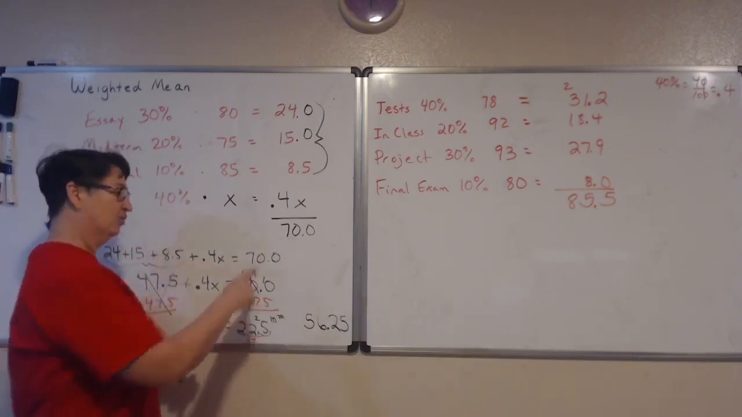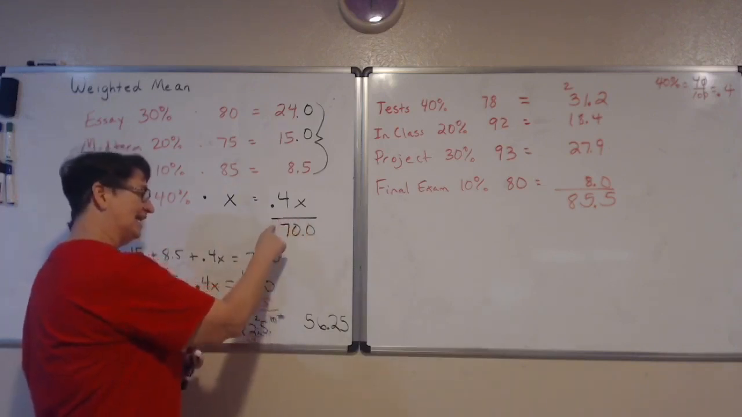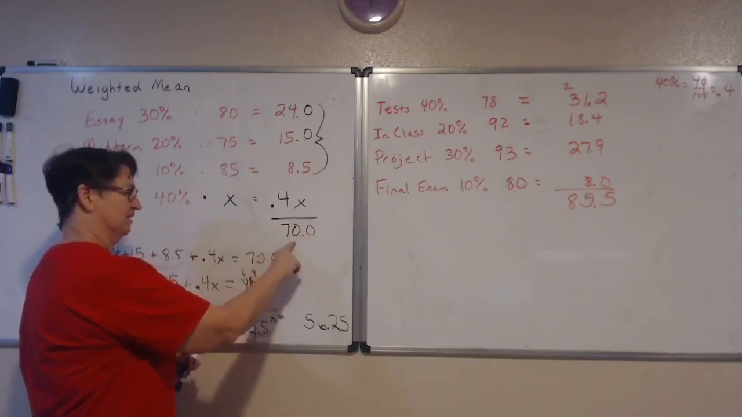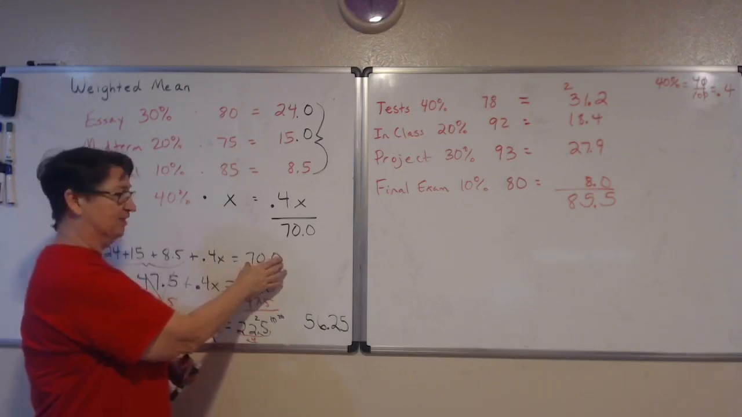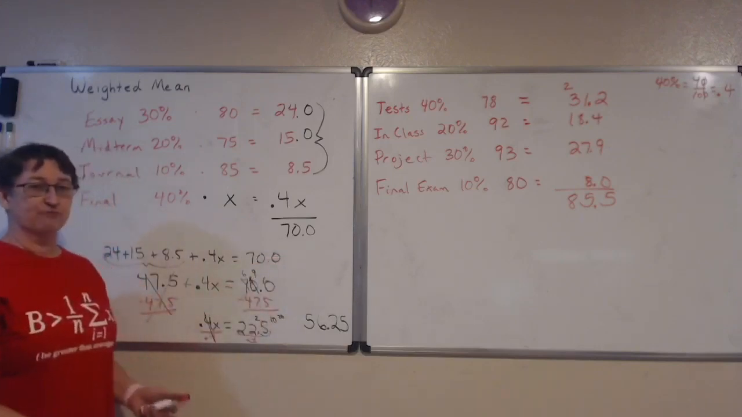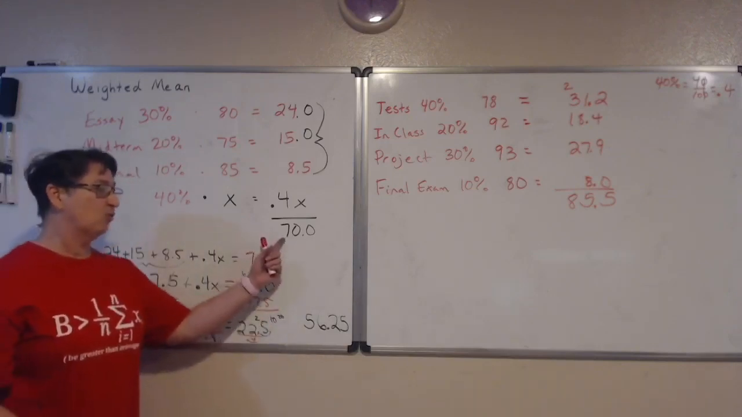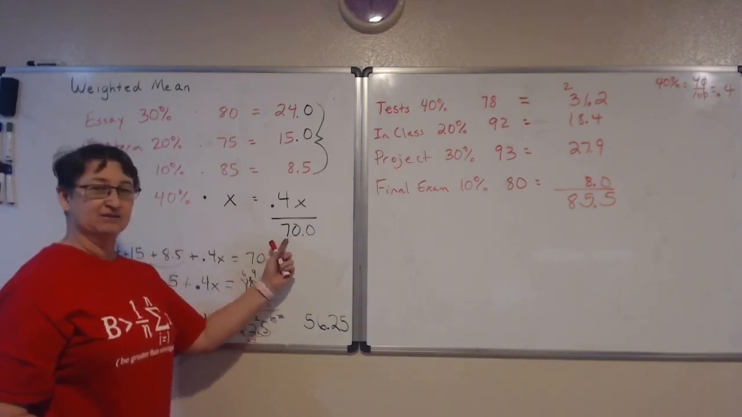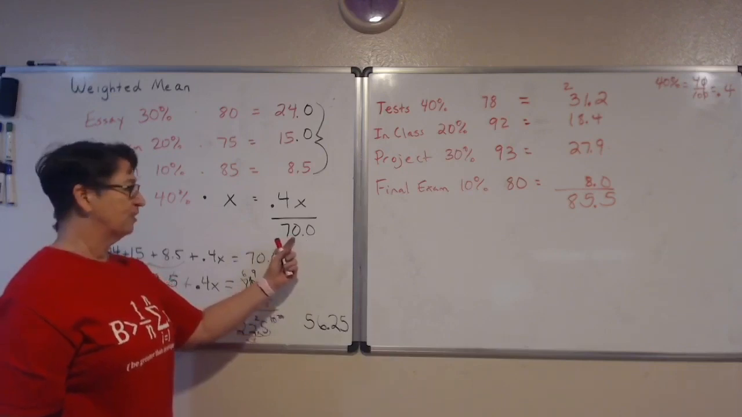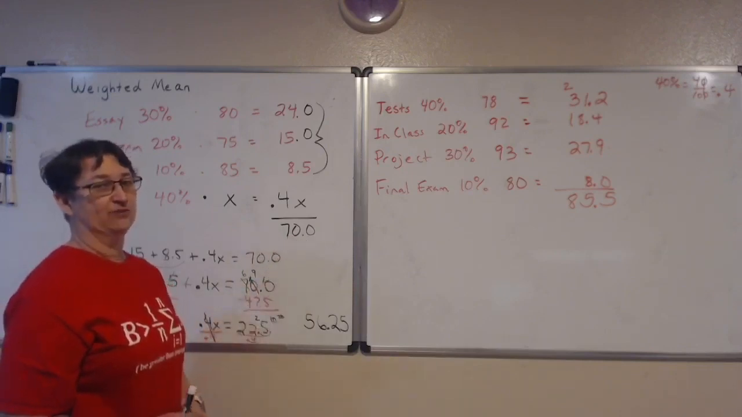Oh yeah, we would just turn this into an 80 instead of a 70. And when we subtracted, we would be looking at an 80 instead of a 70. So that's the only difference with it. So whatever grade I want, if I want to make a 90 in the class, then I would just turn this into a 90 instead of a 70. So it just depends on what I want for my grade there.